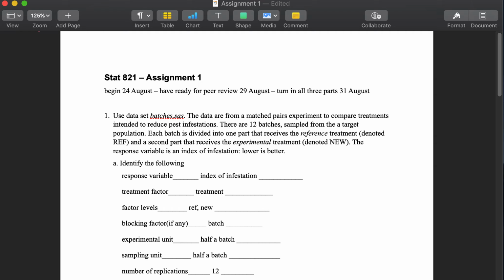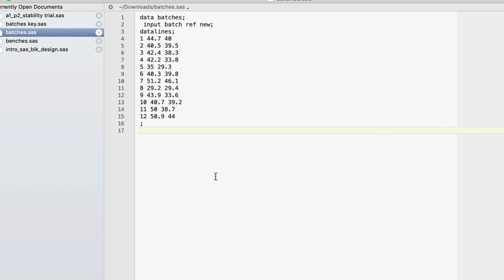Now, as another way to think about this, I'm going to bring up the batches.sas file and we're going to look at the sampling unit and number of replications. I knew that the sampling unit was half a batch because we have our 12 batches listed here, and each batch has 2 measurements, so we can be confident that this is measuring the reference treatment versus the new treatment. So we're not taking multiple measurements on each batch, we're taking one measurement over the reference and one measurement over the new. And we do this 12 times in each different batch.